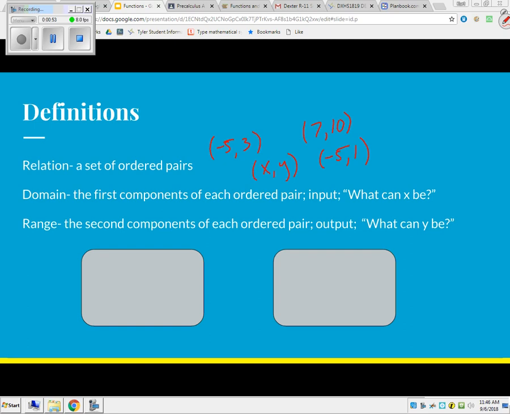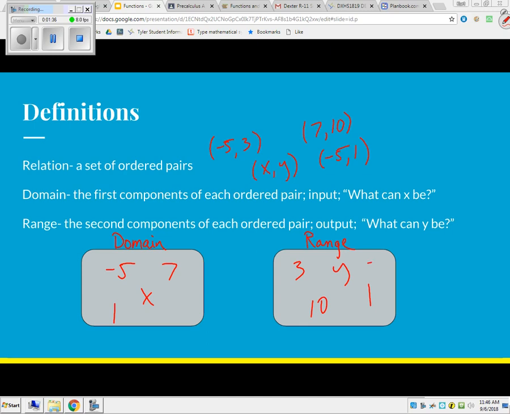So what we're going to do is put this down here on this mapping diagram at the bottom. Okay, now first of all, everything I put in this first bubble right here is going to be my domain. And everything I put in my second bubble is going to be my range. And my domain simply consists of all my X values. So it'd be like the -5, the 7, the X, the -5. I don't know, I'll just make up something else there, like 1. Doesn't really matter. Okay. While the range is the second component of my ordered pair, also known as the Y value. So these are all my Y values, like 3 and Y, and 10 and 1.